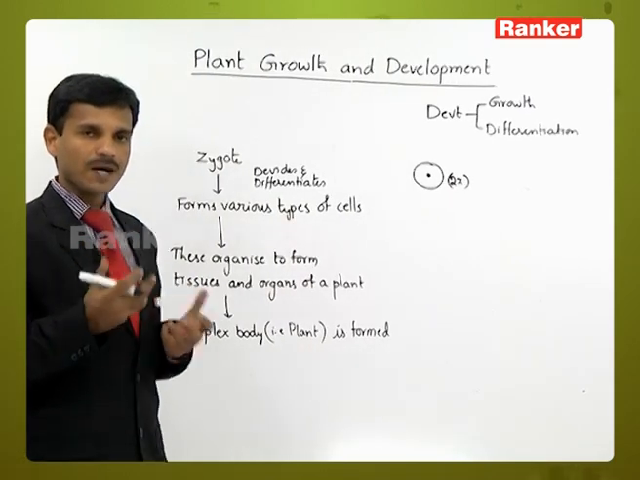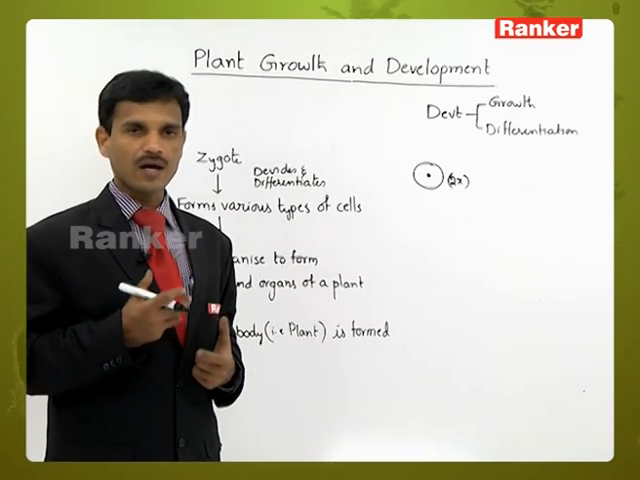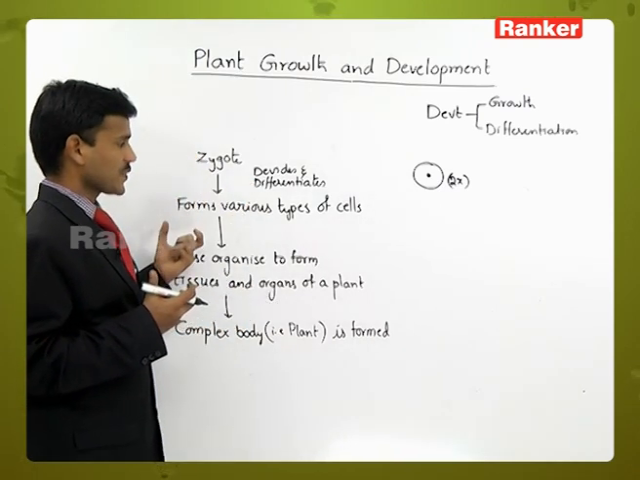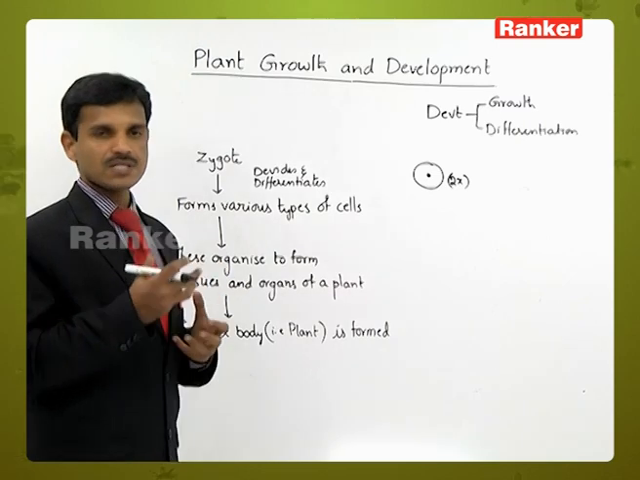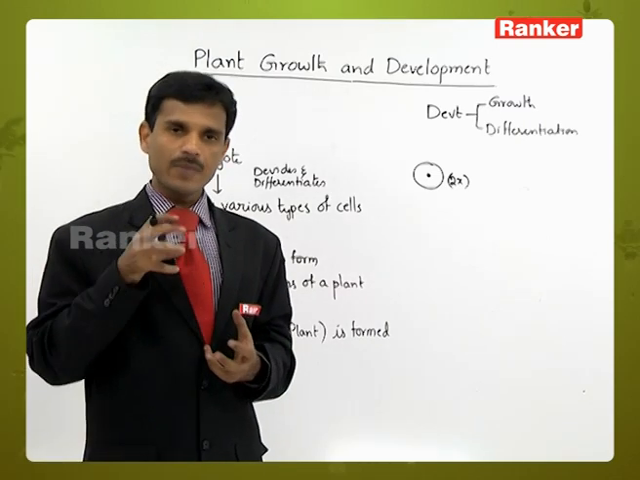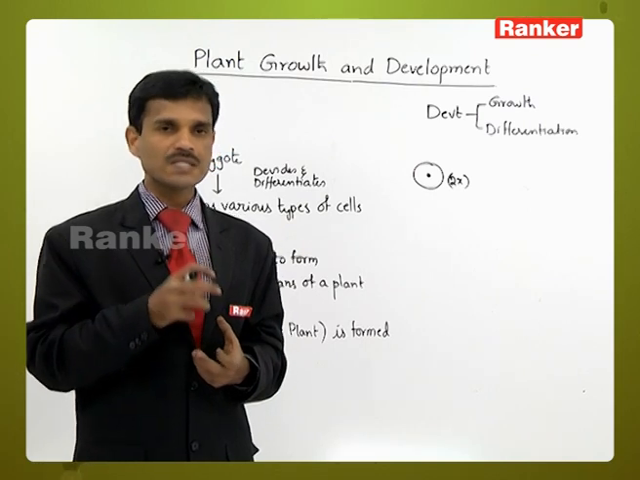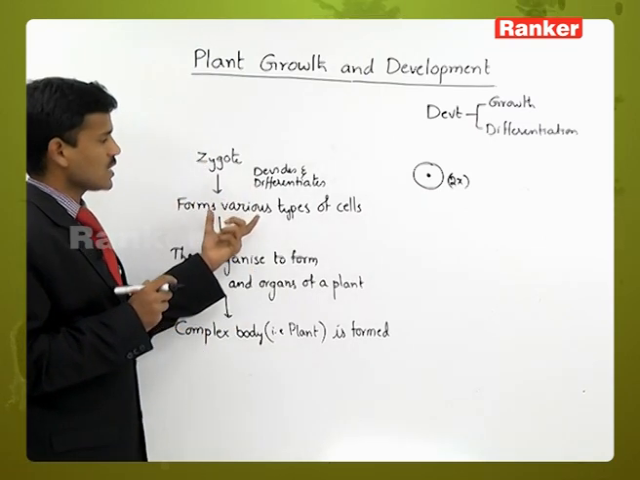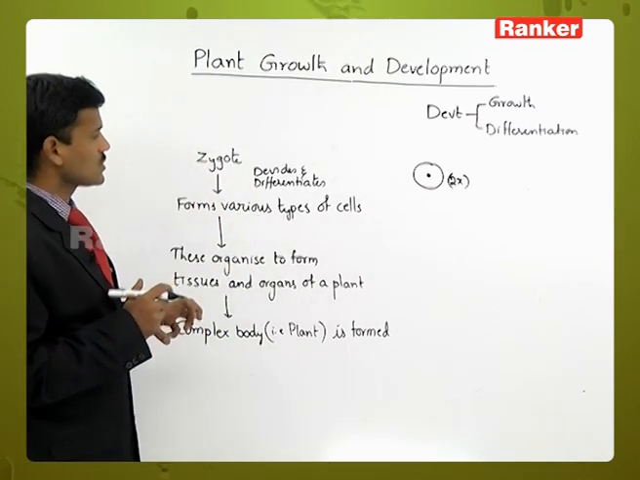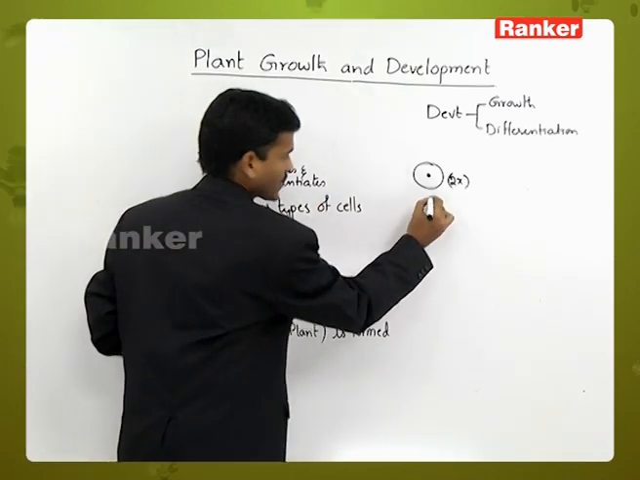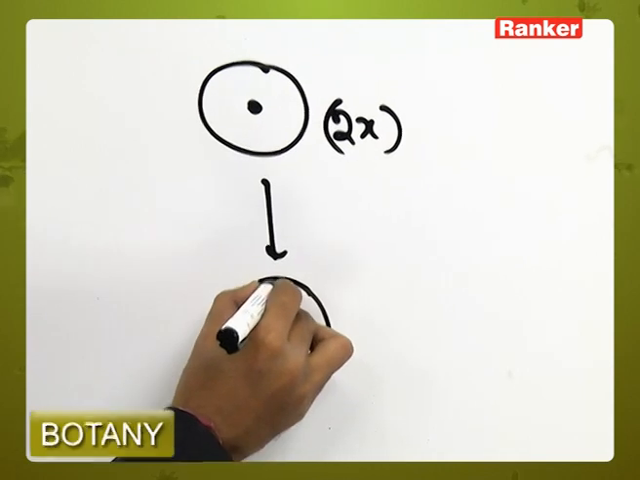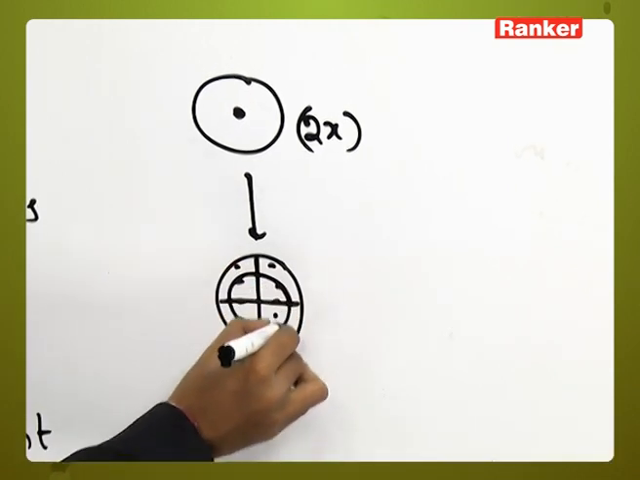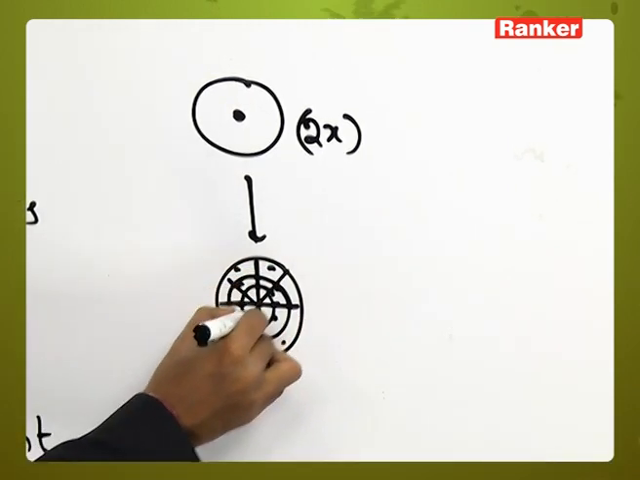In the plant body or in the human body, if you take any organism, all the cells are not the same. They are differentiated; different types of cells and different types of tissues are there. But all the cells and tissues are produced from the same single cell, that is the zygote. One cell divides into two cells, then 4 cells, 8 cells, and so a number of cells are produced.